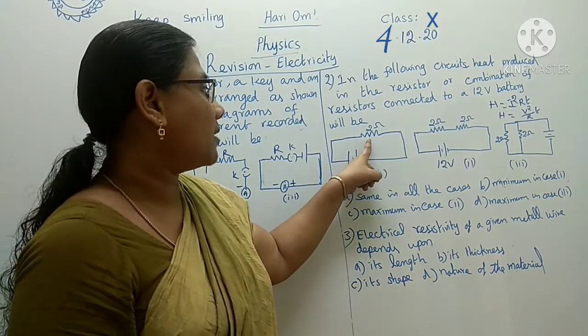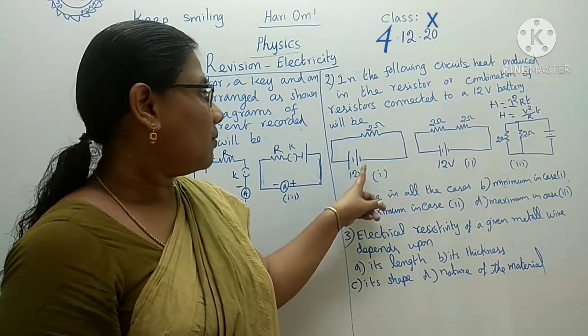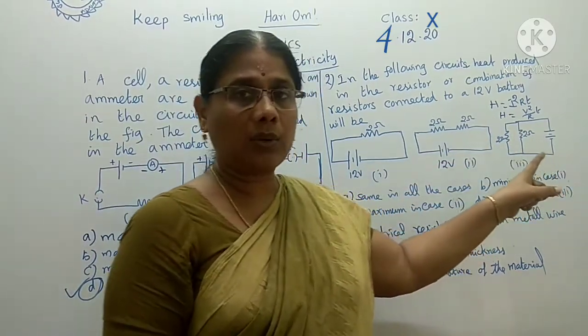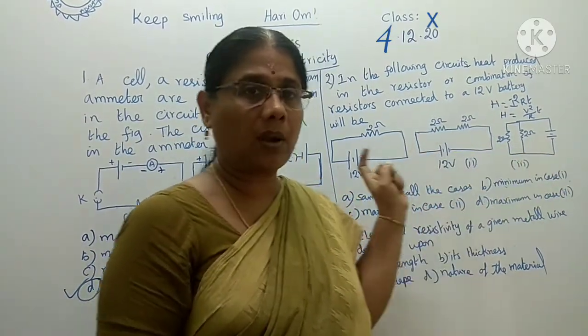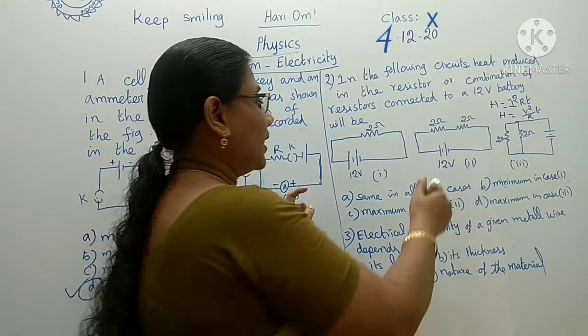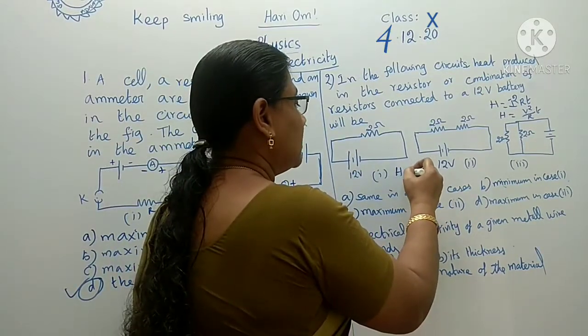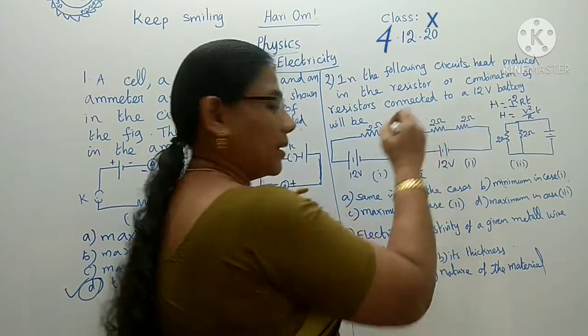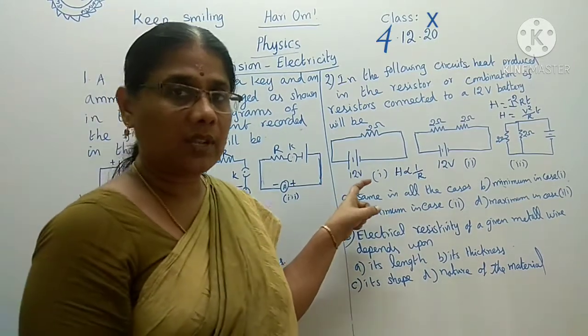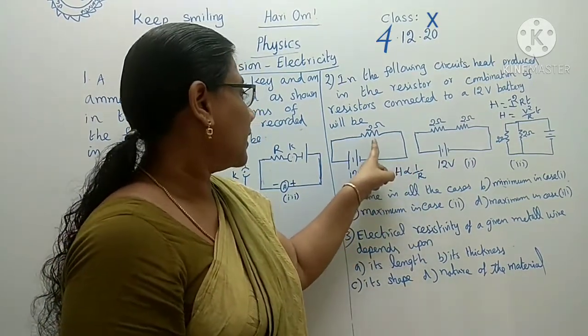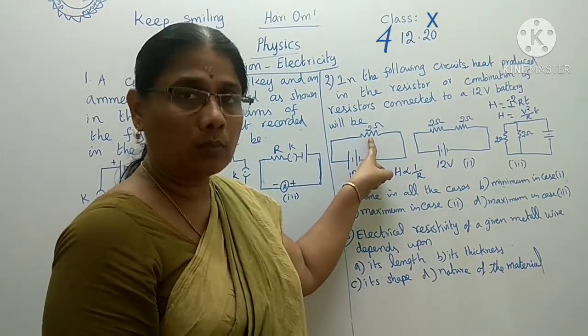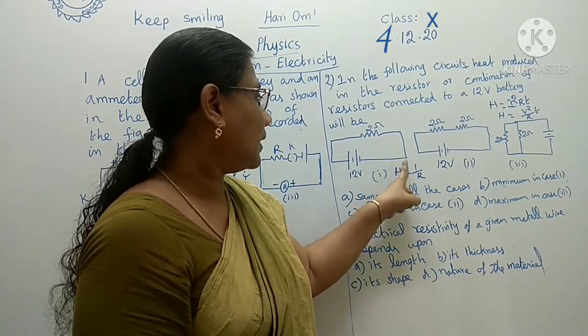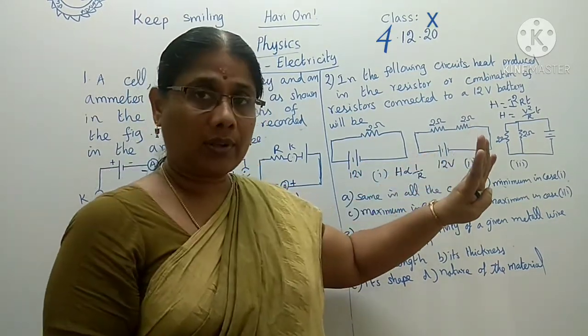So here, what is the R value? V is the same in all the circuits, isn't it? T is also the same in all the circuits. So here we can write that H is inversely proportional to R. Heat energy is inversely proportional to R. So we can write here only 2 ohm, then here 4 ohm, isn't it?